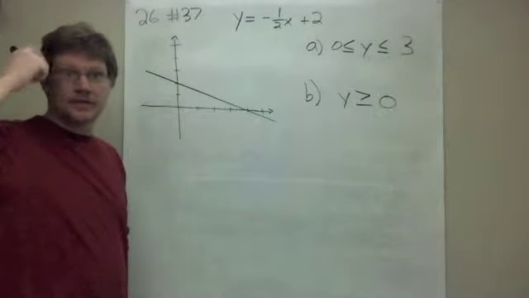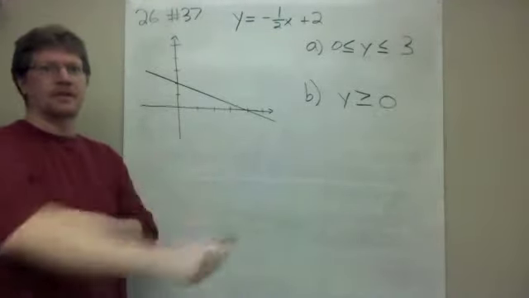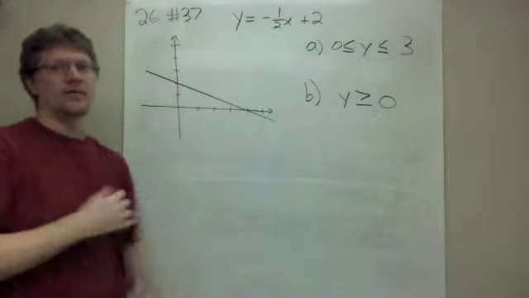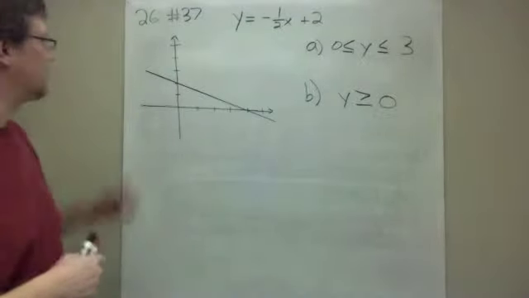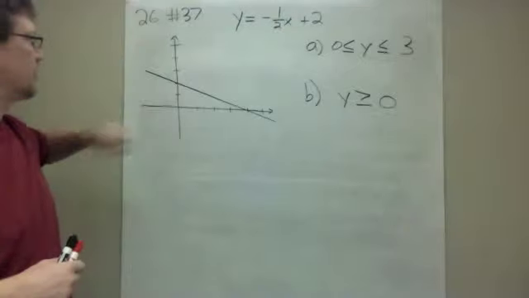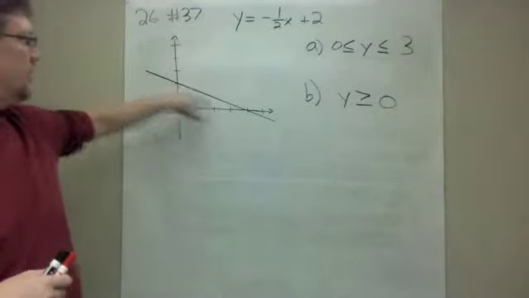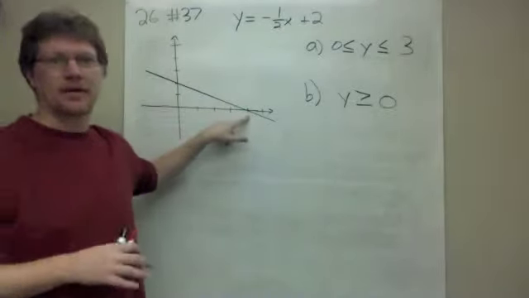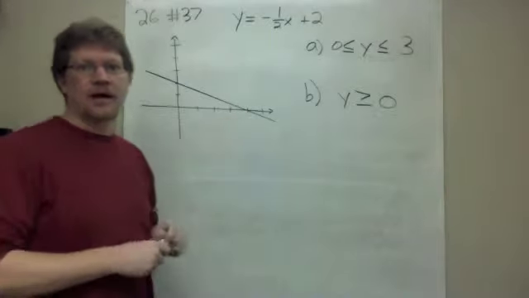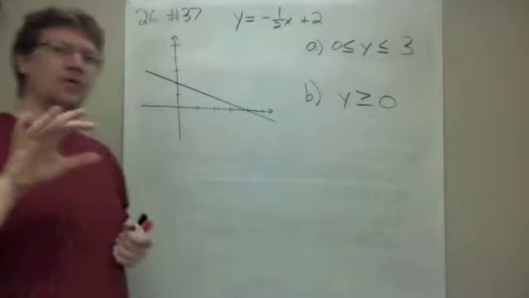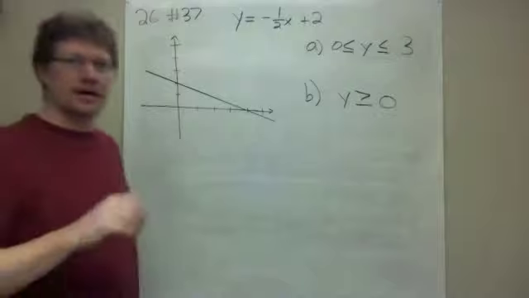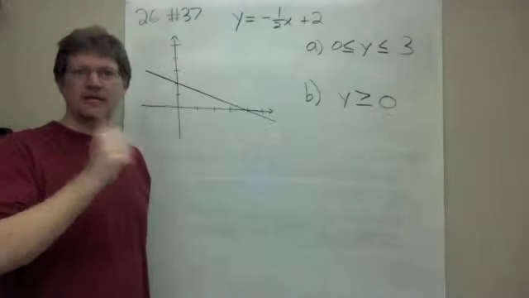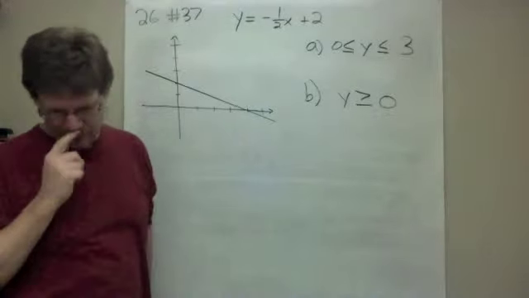All right, section 2.6, number 37. Here we're given the line y equals -1/2 x plus 2, which I've made a fairly crude drawing. It goes through 2 here. It goes through the x-axis out here at 4. And we're supposed to find where the x values are that keep us between 0 and 3.